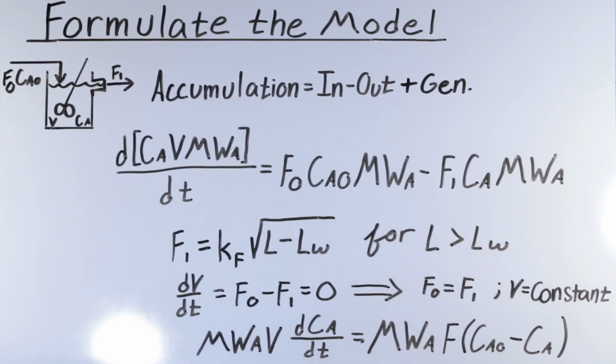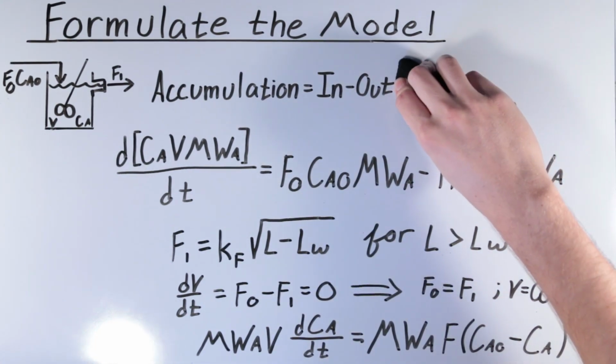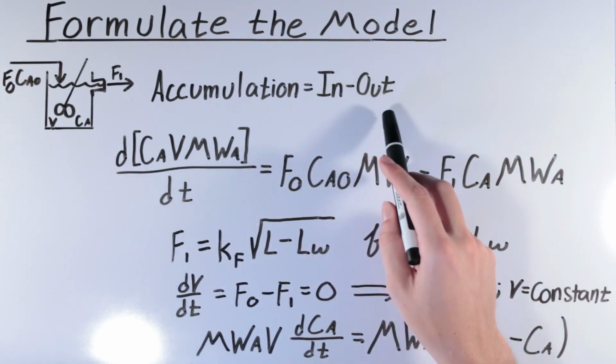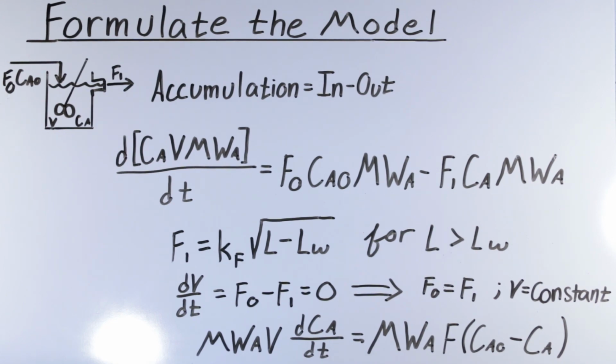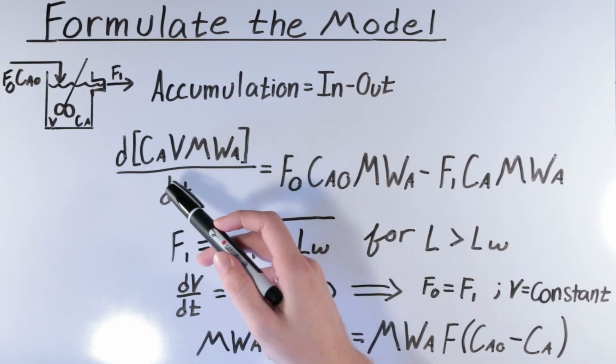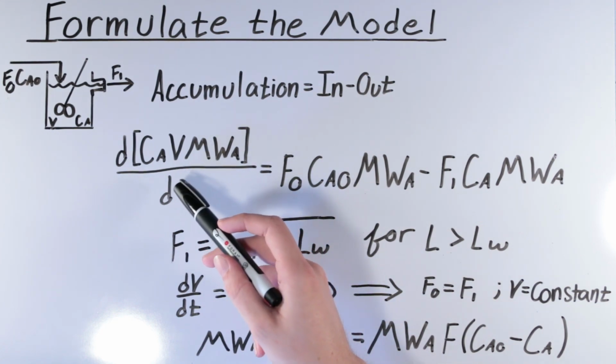Because component A is not reacting, the generation term can be eliminated from the general form of the law of conservation of mass to yield accumulation equals in minus out. The component mass balance for the system described in this example is formulated like this. The concentration of A in the tank is in units of moles per meter cubed.